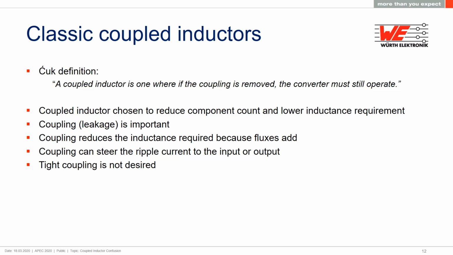When we think of coupled inductors, it's often to reduce the component count. In the Cuk type converters, there's also the advantage of reducing the inductance required or having lower ripple if the inductance remains the same. In these applications, the right amount of coupling is important. With too little, the benefit is not realized, and with too much, it causes circulating currents. Controlling leakage can also help steer ripple currents to the input or the output.